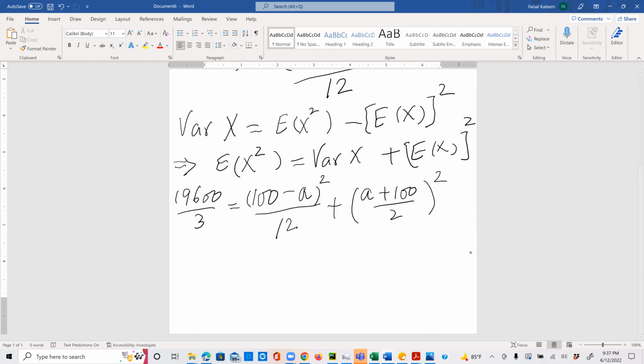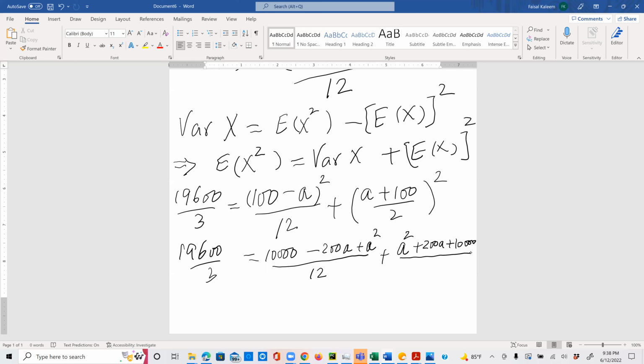So 19600 by 3 equals, let's open up the square. That's (a minus b) squared. So 100 squared is 10,000, minus 2ab, so minus 200a, plus a squared, over 12. Plus, open up the second square: a squared plus 200a plus 10,000, over 4.